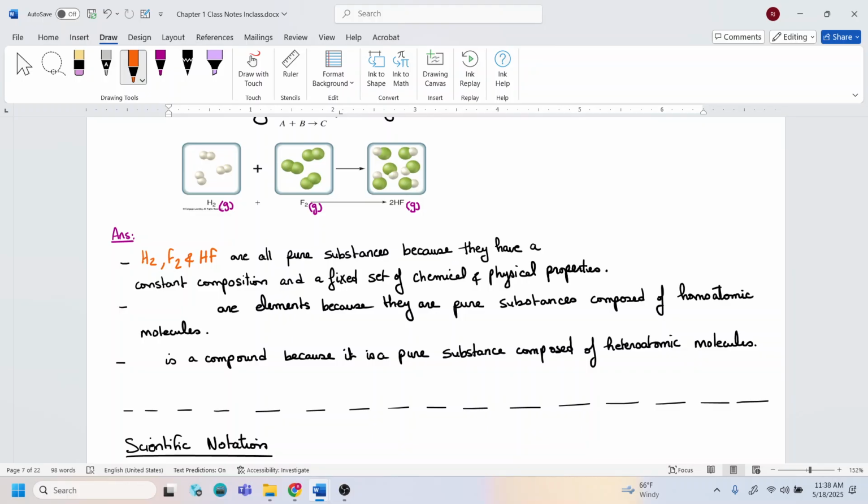Elements. So which ones are elements? The diatomics are elements. So hydrogen and the fluorine are considered to be elements. They are pure substances and they are composed of homoatomic molecules. On the other hand, HF is made up of a hydrogen and a fluorine, so this one is going to be a compound.